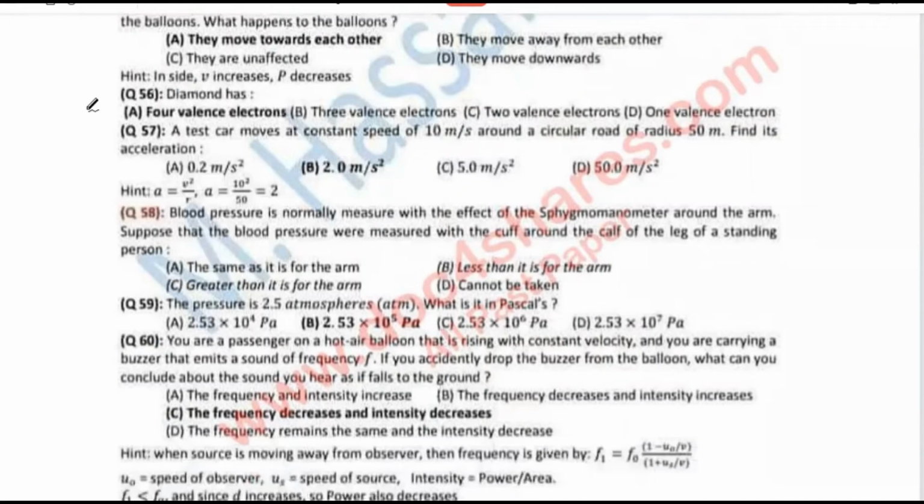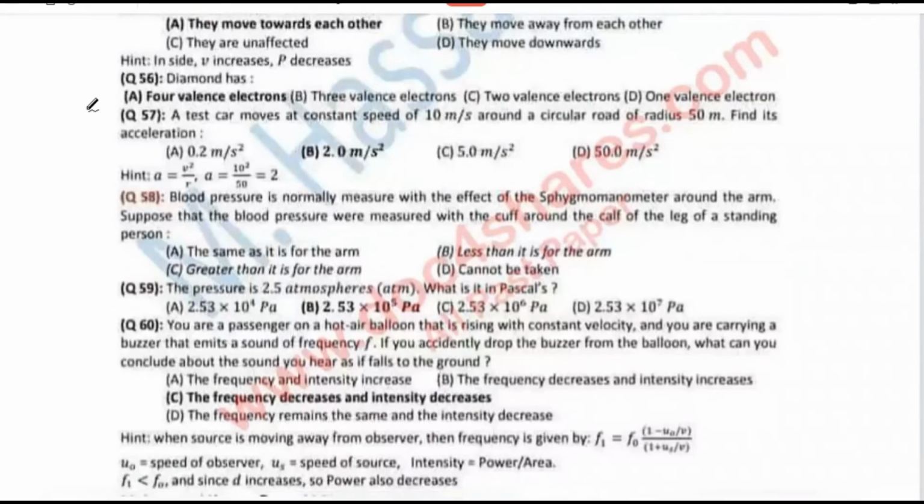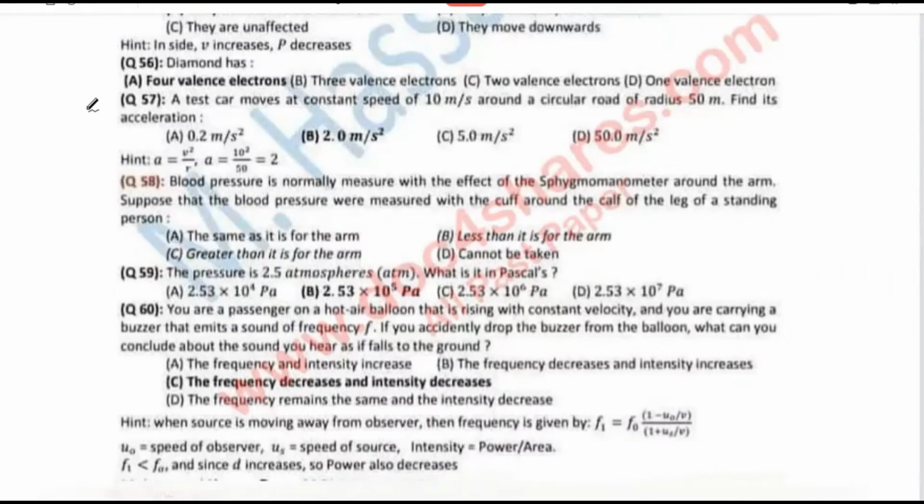60. You are a passenger on a hot air balloon that is rising with constant velocity, and you are crying. Conclude about the second sound you hear as it falls to the ground. So the answer is B, the frequency decreases and intensity increases.